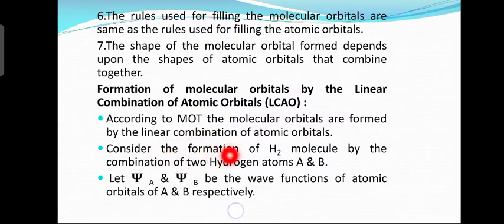Second point, consider the formation of the hydrogen molecule by the combination of two hydrogen atoms A and B. Let us consider the hydrogen molecule, which is the simplest molecule. How is the hydrogen molecule formed? By the combination of two hydrogen atoms, hydrogen atom A and hydrogen atom B. Xi A and Xi B are the wave functions of atomic orbitals A and B. Let us assume that Xi A is the wave function of hydrogen atom A, and Xi B is the wave function of hydrogen atom B.